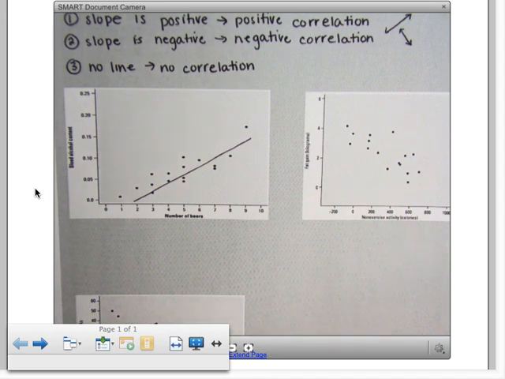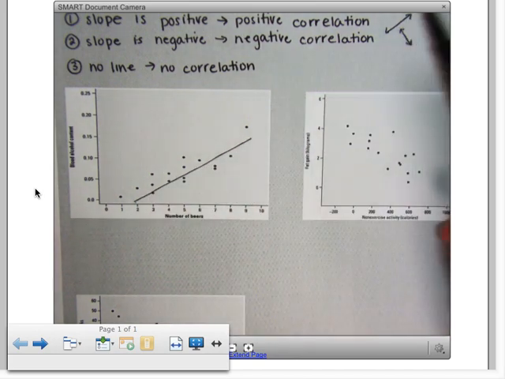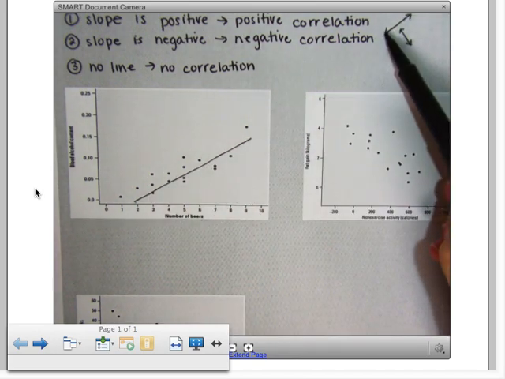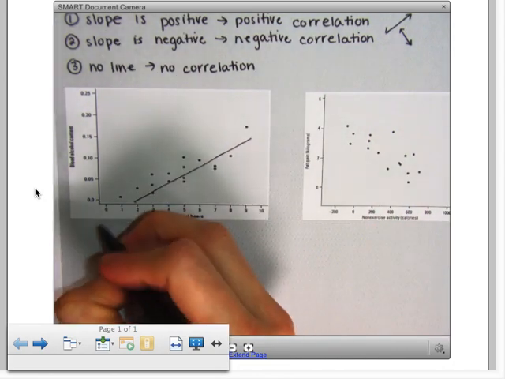Okay, so now I'm going to ignore the points and I'm going to look at my line. My line goes from the left and it works up towards the right. So if we come up here, it goes from the left up towards the right. It means the slope is positive. So it means it has a positive correlation.